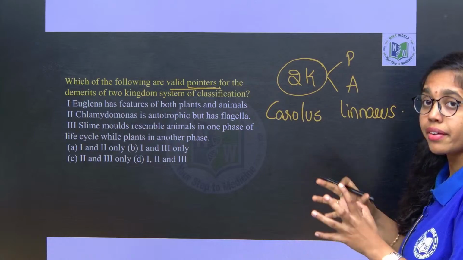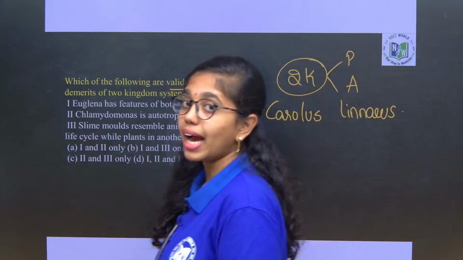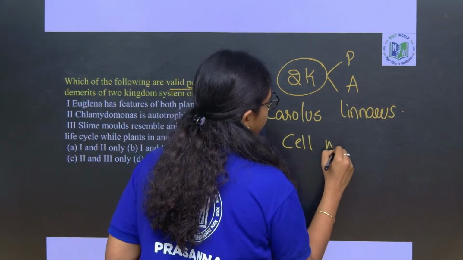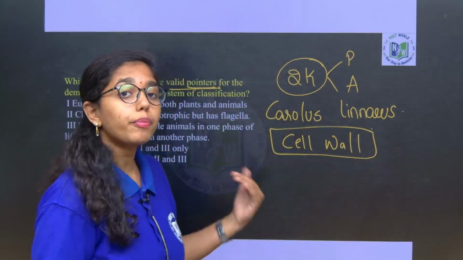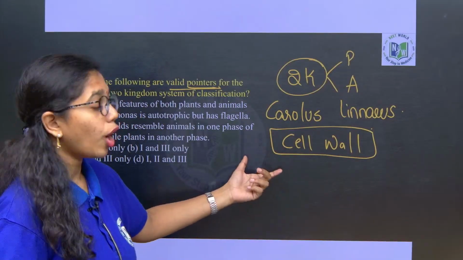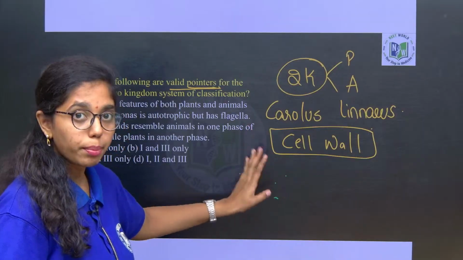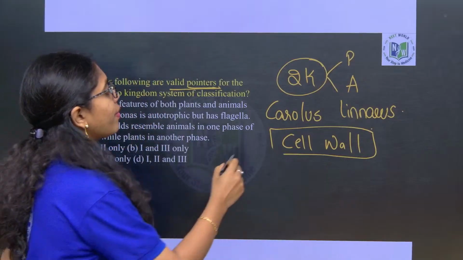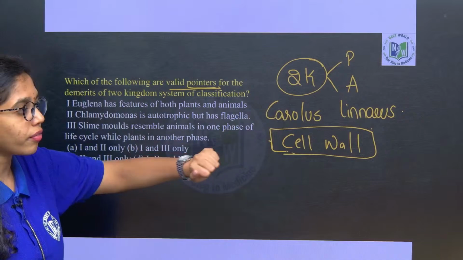Many criteria were considered, but the most important criterion is what? Cell wall. Cell wall is the important criterion for the two kingdom system of classification, because of which all prokaryotes and eukaryotes, all autotrophic and heterotrophic organisms are kept under Plantae, and fungi are also included under Plantae because they have a cell wall. What is the cell wall of fungi? Chitin. That is also included under Plantae in the two kingdom system of classification.